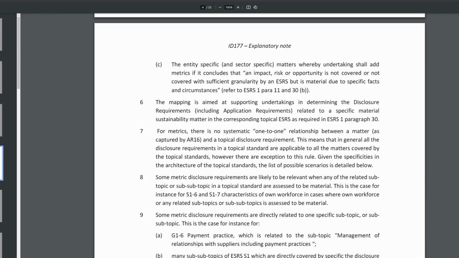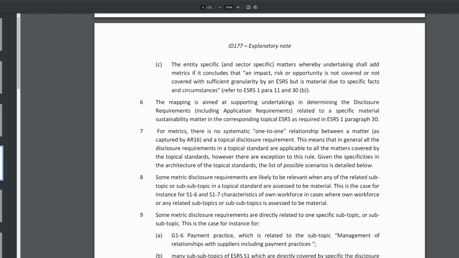Quickly then, one last addition. This is, let's say, reiterating that last point for metrics. There is no systematic one-to-one relationship between the matters and the metric disclosure requirements, okay? So this is important to note that not only does this document not provide a systematic one-to-one relationship between the matters and the metrics, there is no systematic relationship. That is a statement of fact. That relationship does not exist. So this is really relevant, I think, for software providers, that providing a filter that disables or enables individual metrics is contrary to the opinion of EFRAG. There is no systematic one-to-one relationship between a sustainability matter and the metrics.